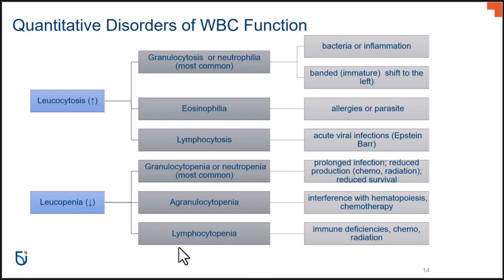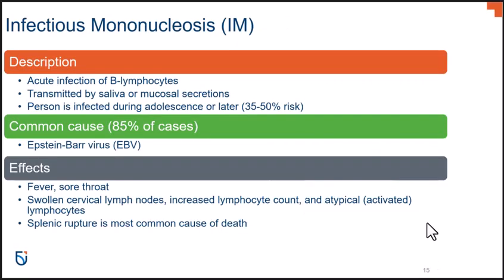Lymphocytopenia is a reduction in the amount of lymphocytes. This would be most commonly seen with immune deficiencies such as AIDS. It can be seen as well with chemotherapy and radiation treatment. But please note that this is not an exhaustive list. There are many other examples. This is just to give you an idea of some.